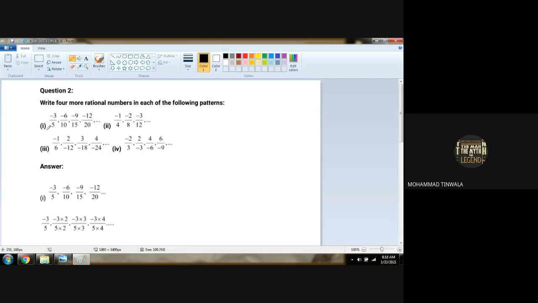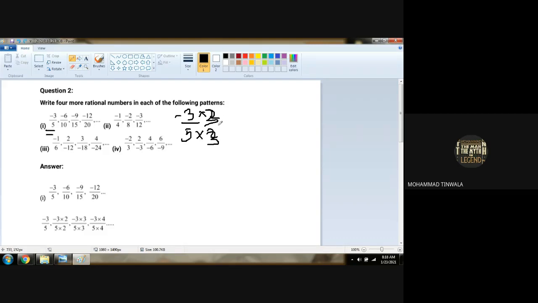What is the smallest rational number? Minus 3 upon 5. Is that right? Yes. Now minus 3 upon 5 is multiplied by 2. What did you get? Minus 6 upon 10. Yes. Then in the same way, it is multiplied by 3. You got what? Minus 9 upon 15.